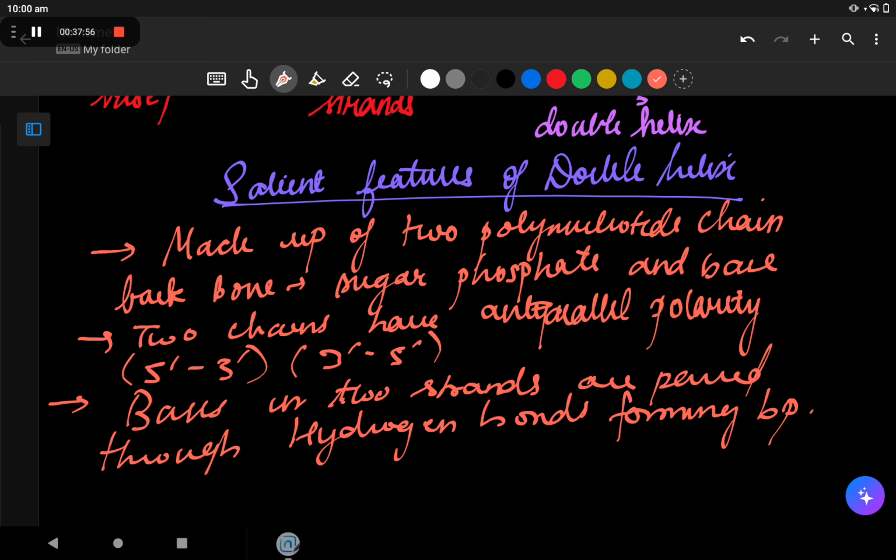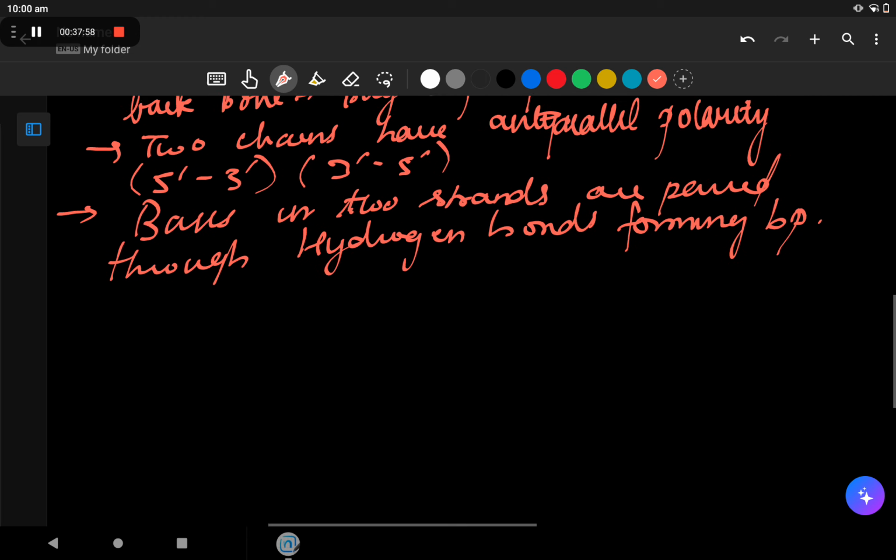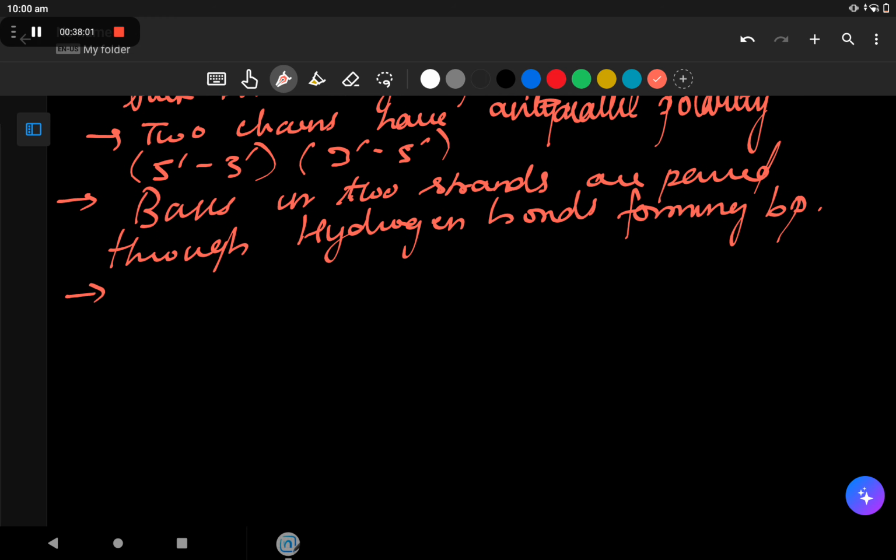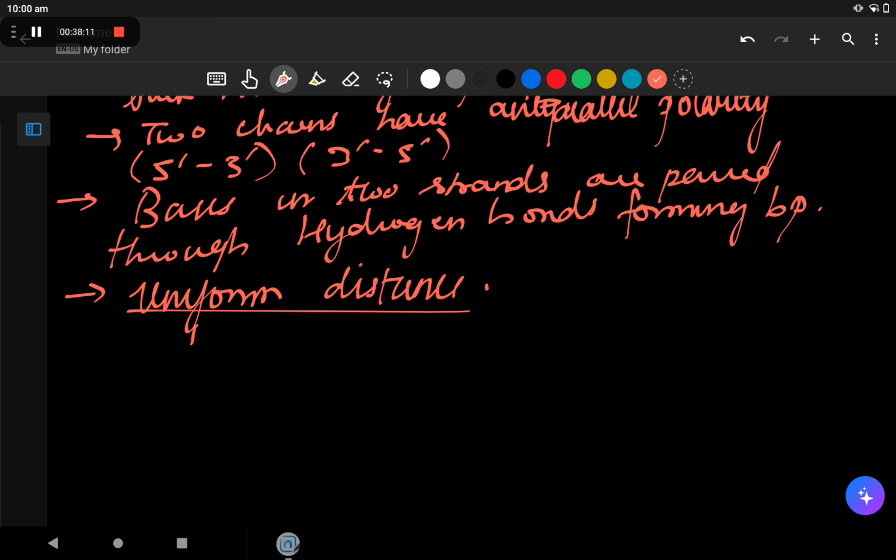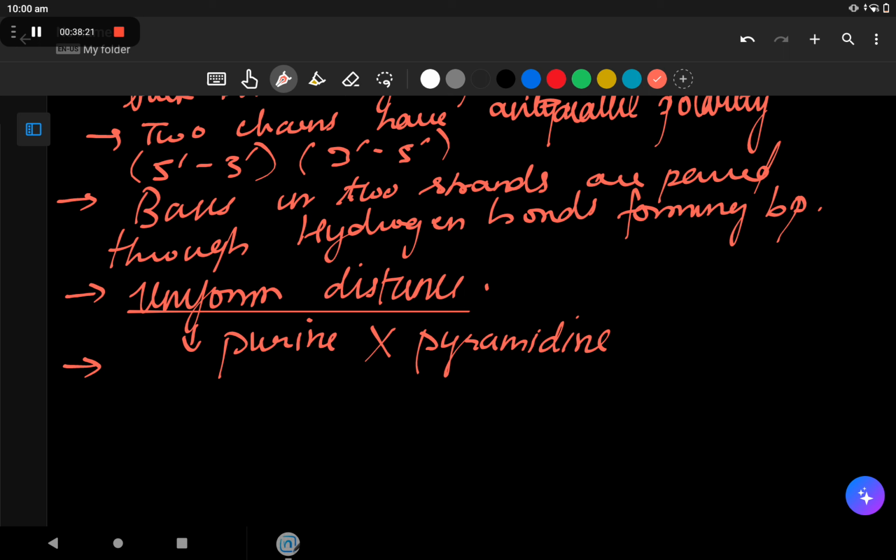This generally approximates uniform distance between the two strands. They'll ask you a give reason question: why is there always a uniform distance in the helical structure of two strands of the helix? Because a purine always comes opposite to a pyrimidine. Therefore, there is a uniform distance. Got it? So next, the two chains are coiled in a right-handed fashion.